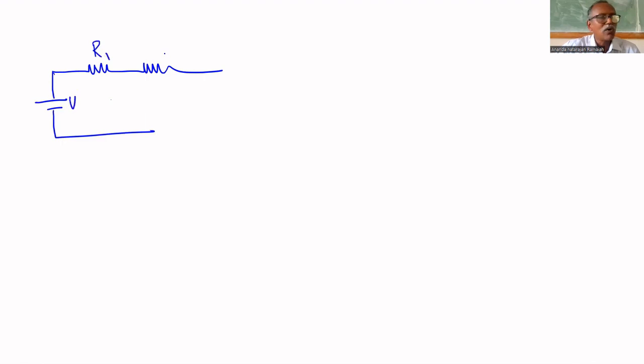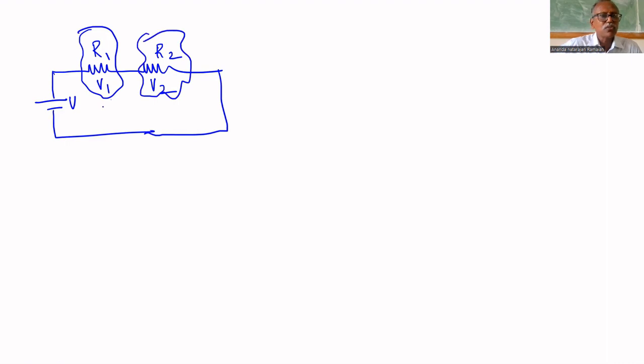Here the resistance is R1 and this is R2. We know that the potential drop across R1 is V1 and across R2 is V2, because it is a series circuit. Current is equal, but voltage is different. Here the potential drop is V1, here it is V2. The total drop is V. Therefore, we can write V equal to V1 plus V2.